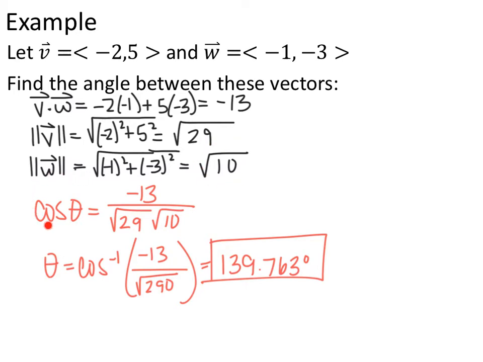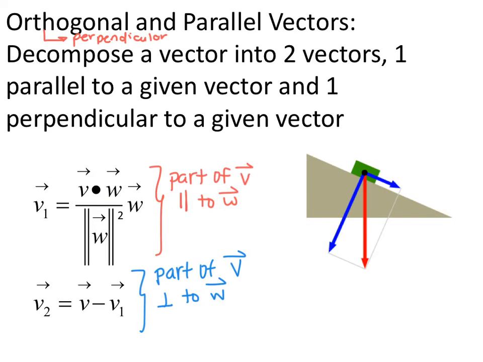So then I set up my cosine equation. So cosine of theta is equal to v dot w divided by the magnitude of v times the magnitude of w. So then I cosine inverse both sides and end up with theta to be 139.763 degrees. So now we're going to talk about orthogonal or perpendicular and parallel vectors.